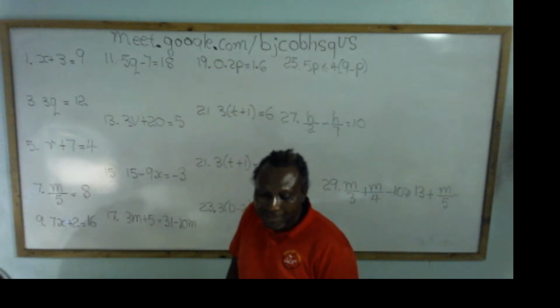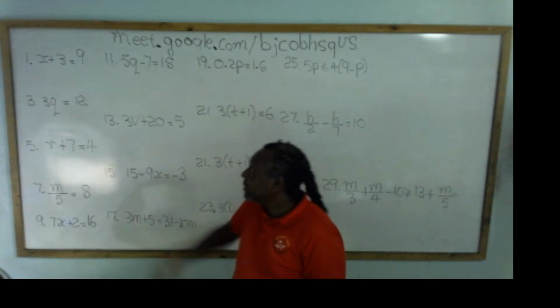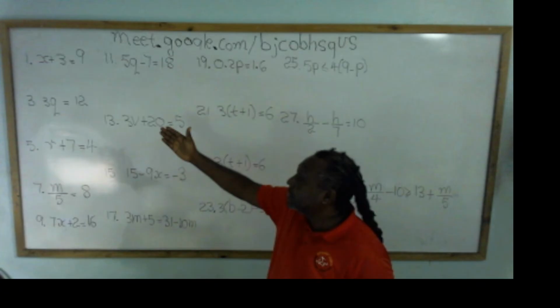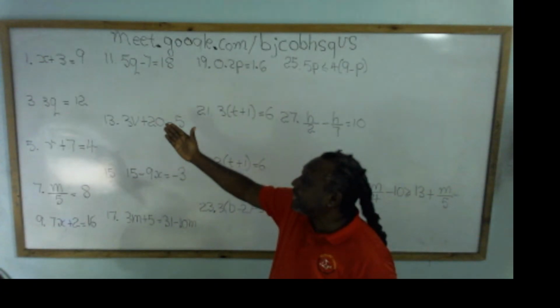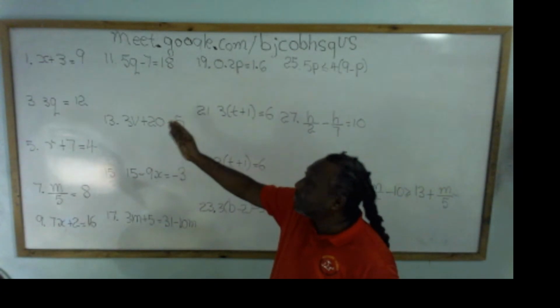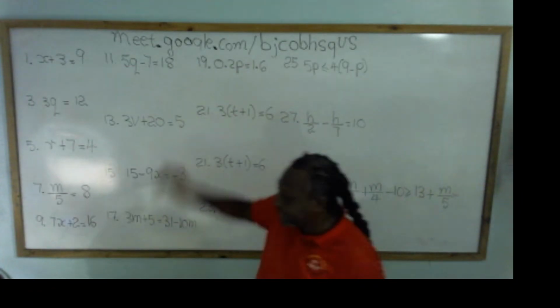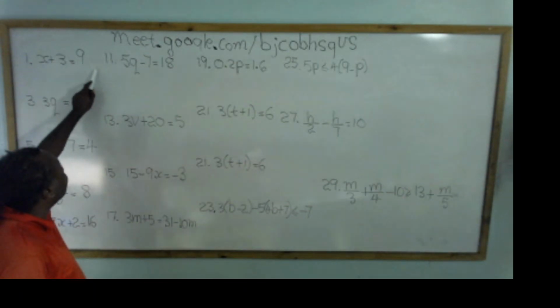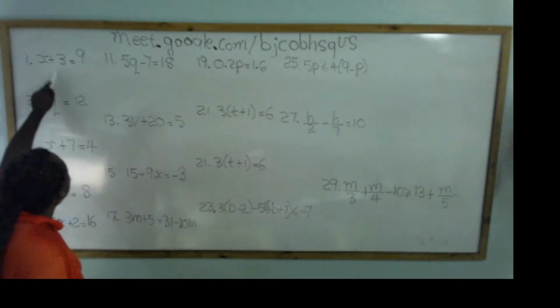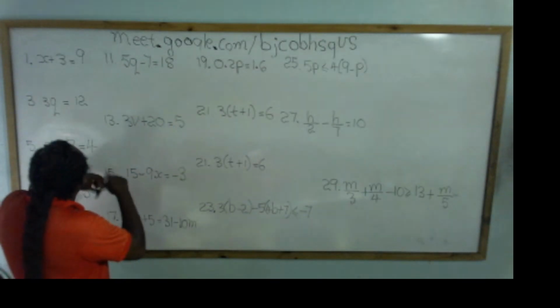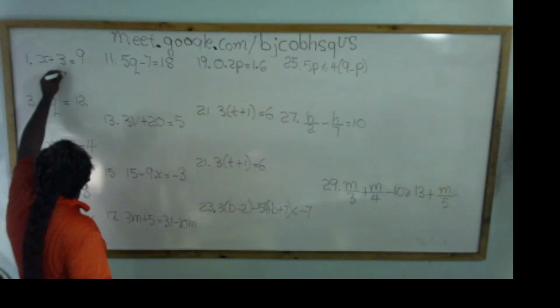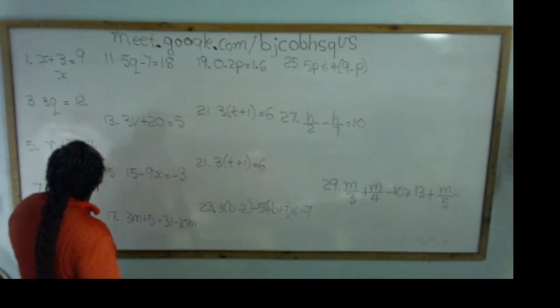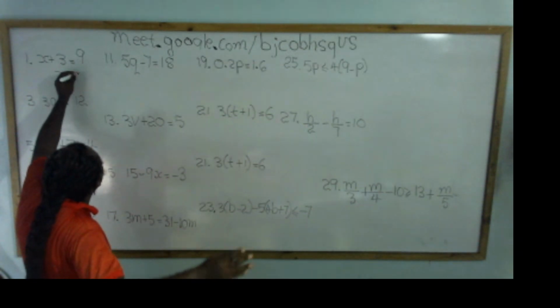Alright, since you are not ready as yet. The 3 is added to the x. We need to eliminate that 3 that is added. And we're going to do the opposite of addition, which is subtraction. So we are going to subtract 3 right there in order to eliminate this 3. And in order to balance the equation, we're going to subtract 3 from both sides. When we subtract 3 from the left-hand side, all that will be left is x. And when we subtract 3 from the right-hand side, we will have 9 minus 3, which is 6. And we are done.